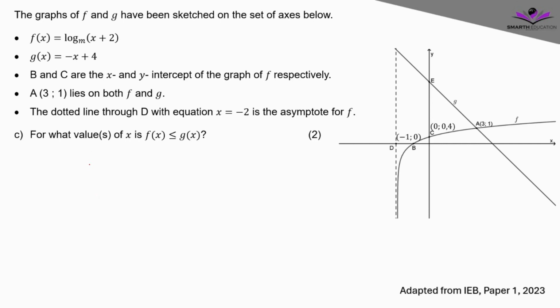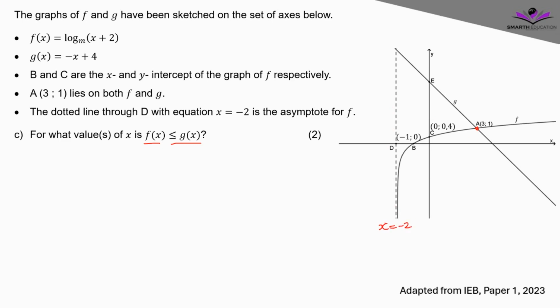C. For what values of x is f of x less than or equal to g of x? Right, at point A, f of x is equal to g of x. The dotted line here, the asymptote, is x equals -2.